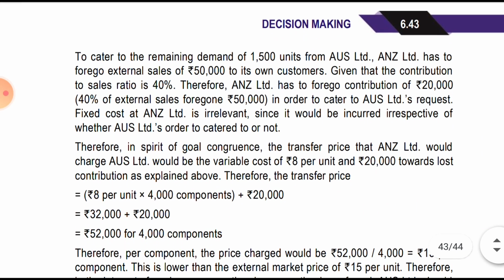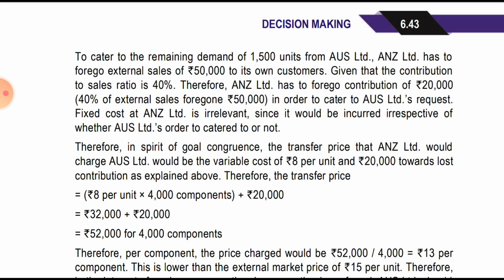So ANZ would be operating at its maximum capacity to cater to the remaining demand of 1,500 units from AUS. ANZ has to forgo external sales of 50,000 to its own customer, given that the contribution to sales ratio is 40%. Therefore, ANZ has to forgo the contribution of 20,000, that is 40% of 50,000, in order to cater to the AUS request. The fixed cost of ANZ is irrelevant, since it would be incurred irrespective of whether it caters to the AUS order or not.